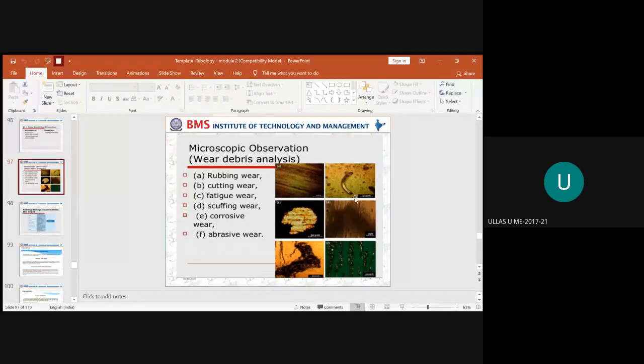Sometimes a part of the material is removed due to sudden indentation of some material into the hard surface, and that results in cutting wear. The B diagram here represents the wear caused by cutting. The third one is fatigue wear. A continuous, high amount of load applied for a particular period of time may result in fatigue wear. This is how the microstructure looks when you observe fatigue wear, with the formation of some scuffs. This is how the surface looks.